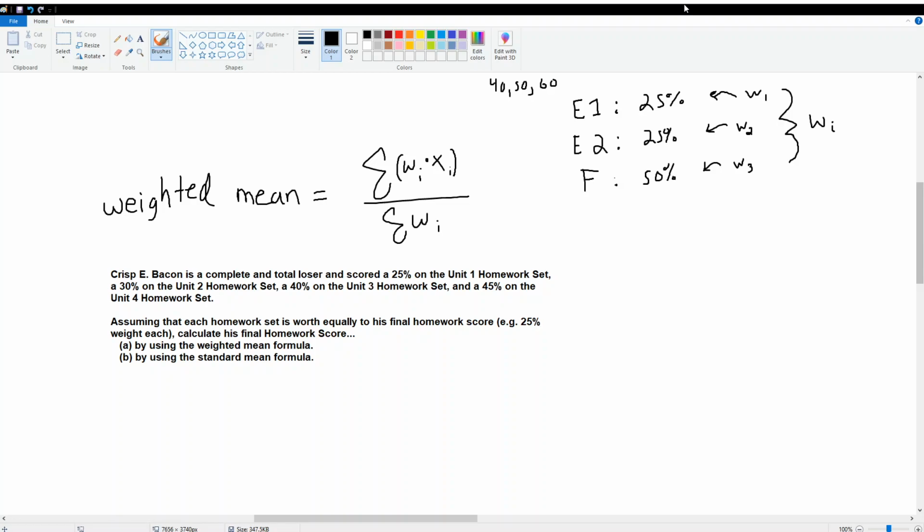So here we got this guy, Crispy Bacon. He's a complete and total idiot, and he's scoring 20s and 30s and 40s on the homework sets. Lord help him. So I want you to take a moment and do both of these. First, notice since all of these scores are weighted the same, you can use the regular mean formula. What I want you to do is use both so that you can see how both are related to each other, and that, of course, you get the same answer for each. So go ahead, take a moment, and work on it.